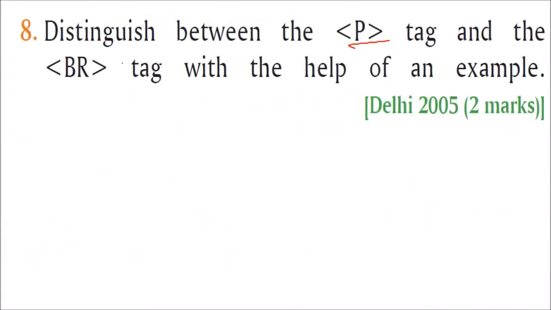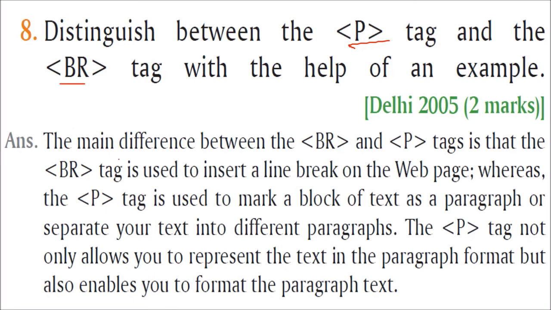Distinguish between P tag and BR tag. Basically P and BR has no connection. P is for showing the formatted text in the paragraph. BR is for creating a white space, that is the enter, new line. So the difference between BR and P tags is that BR tag is used to insert a line break in a web page, while this P tag is used to mark a block of text as a paragraph or separate your text into different paragraphs.